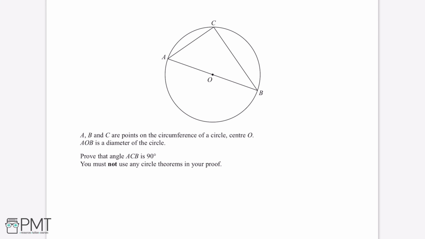A, B and C are points on the circumference of a circle, centre O. AOB is the diameter of the circle. Prove that angle ACB is 90 degrees. You must not use any circle theorems in your proof.